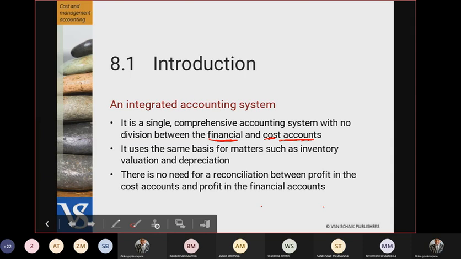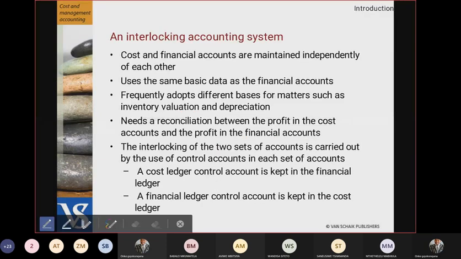But now look at the cost ledger accounting system. Cost and financial accounts are maintained independently of each other. These are the keywords, guys, because even in the exercises that you are going to come across, they are not going to be specific that the company is using interlocking or integrated. You'll see in the heading, once they say there's no distinction between financial and cost accounts, you'll understand that the company is using integrated.